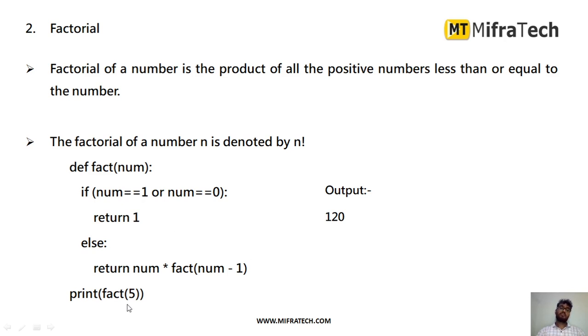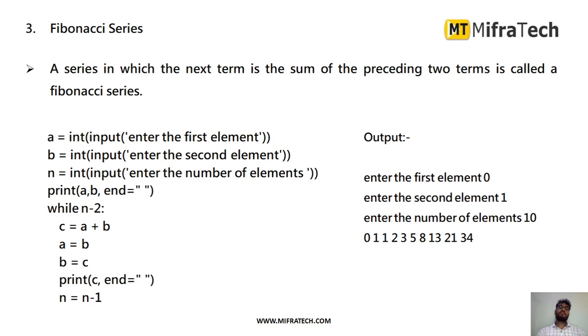So after that I will come out of the loop, my final output will be the multiplication of all those, it is 120. 5 factorial is 120. Like this the factorial program will work. Next we'll see the Fibonacci series.